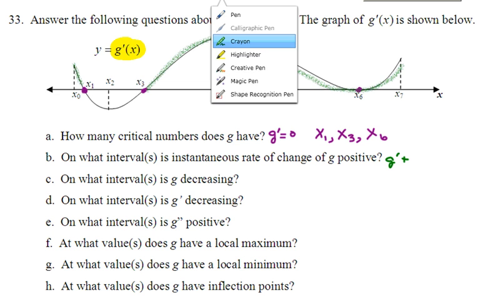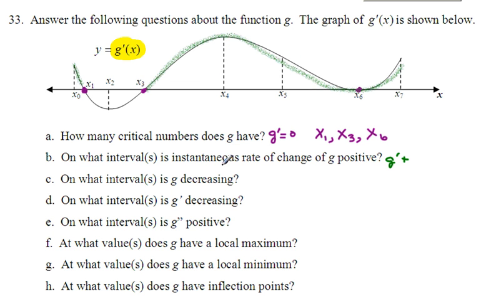So my answer is going to be from x0 to x1, from x3 to x6. At x6 we're not positive because we actually equal 0, so we break it up there, and then again from x6 to x7. All right, our next question asks on what interval is g decreasing?